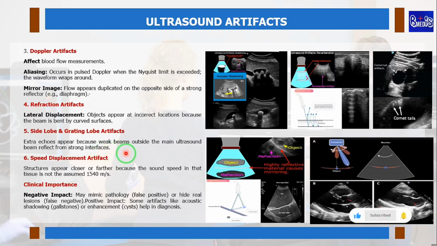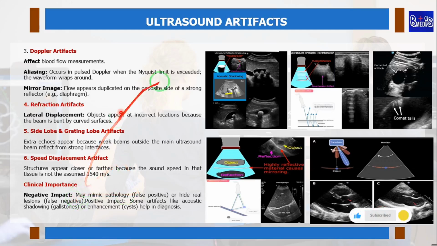Speed displacement artifact: structures appear closer or farther because the sound speed in that tissue is not the assumed 1540 meters per second. Then clinical importance. Negative impact: may mimic pathology, that's a false positive, or hide real lesions, a false negative. Positive impact: some artifacts like acoustic shadowing, gallstone, or enhancement, cyst, help in diagnosis.